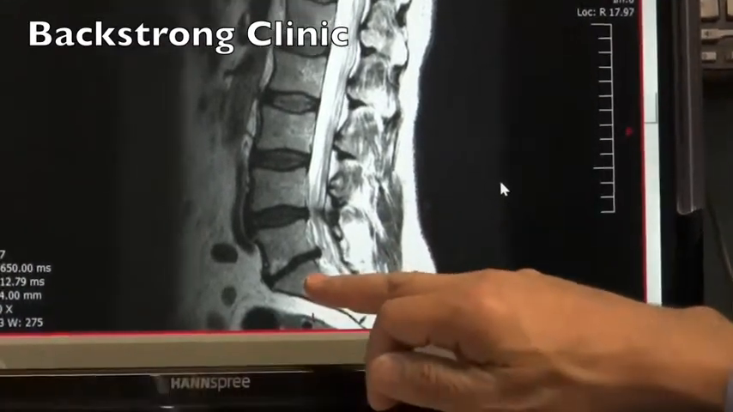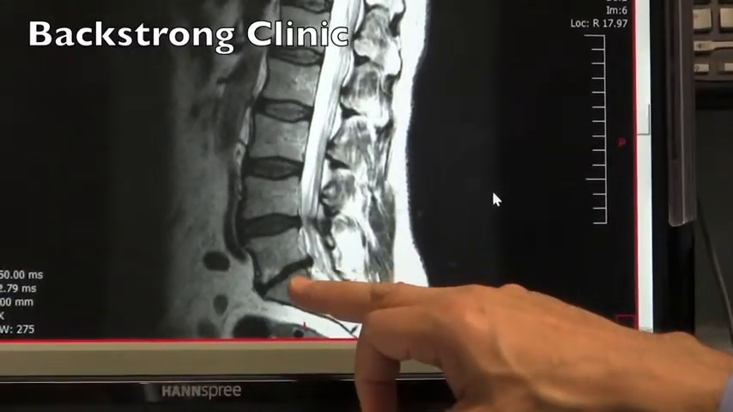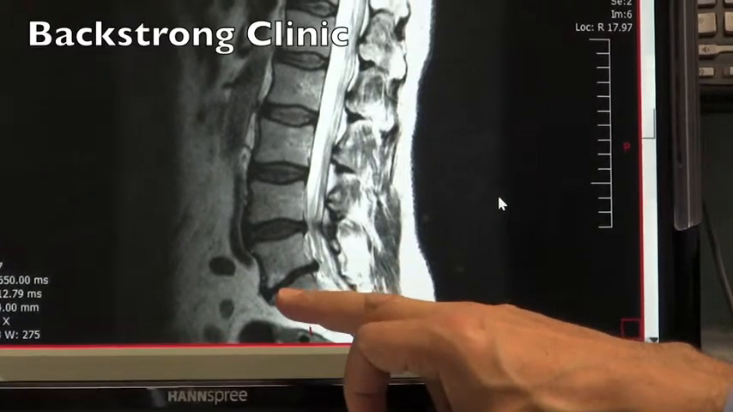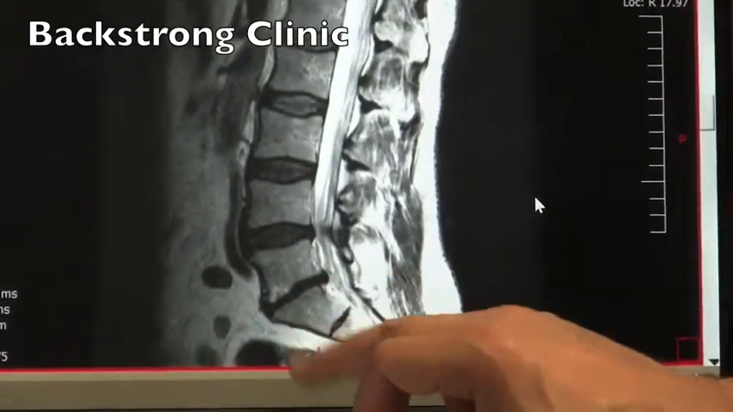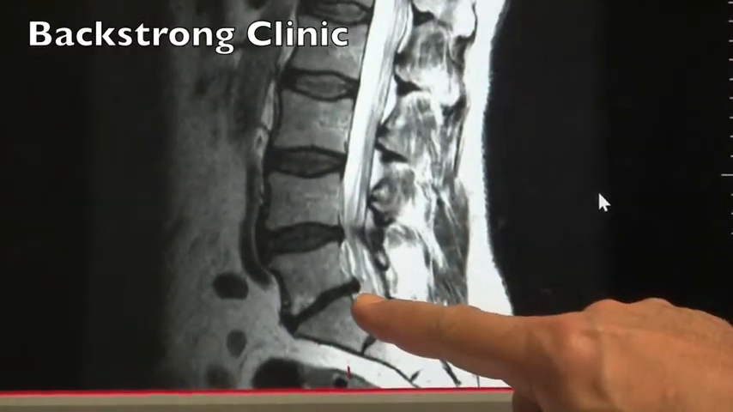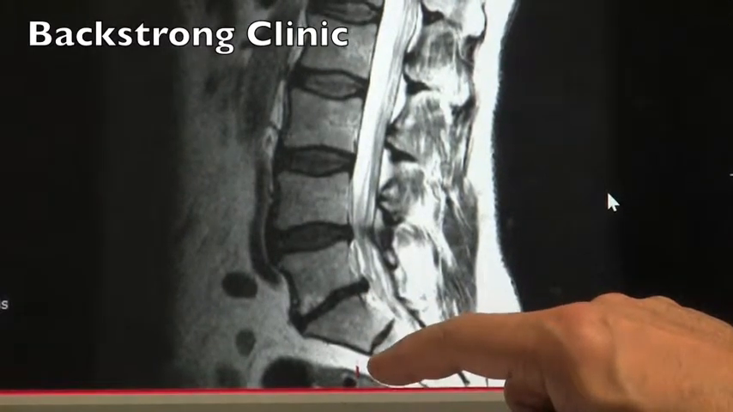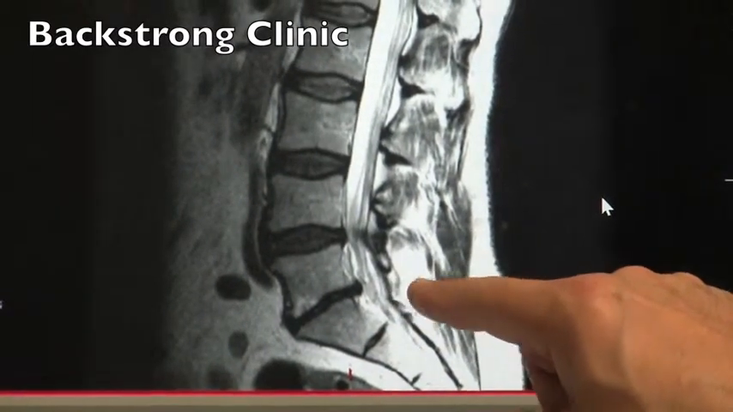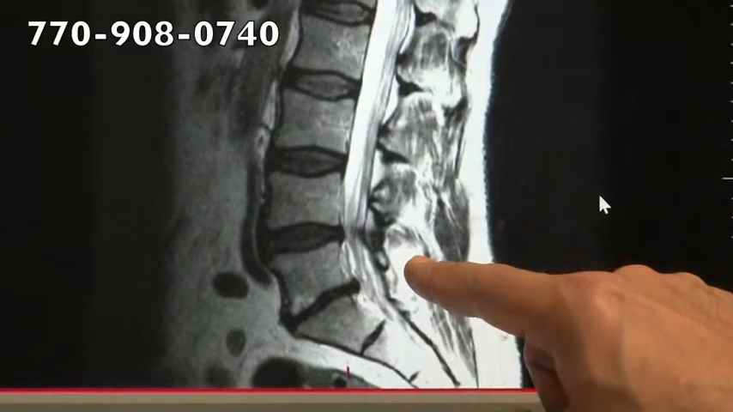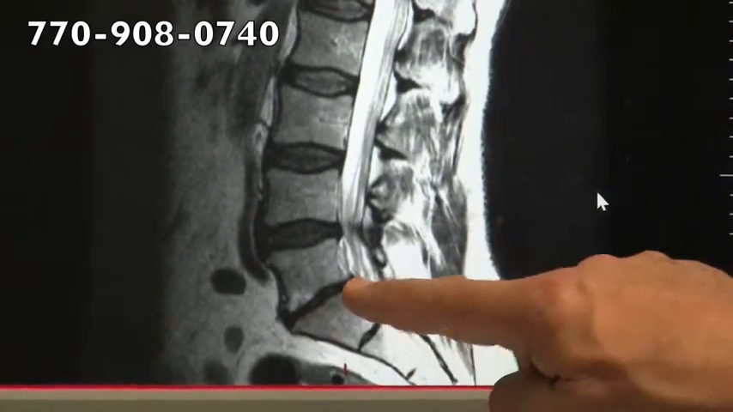Look at this disc down here at the bottom, L5S1 disc. Between L5 and S1, that is very thin and compressed. There's a little bit of a bulge sticking out there as well. So the joints back here then would be compressed as a result of the loss of disc height here.